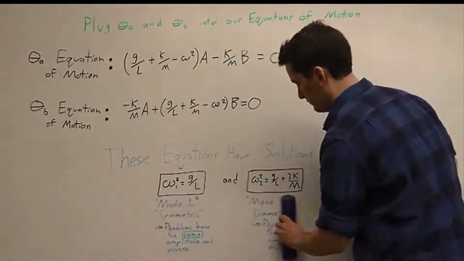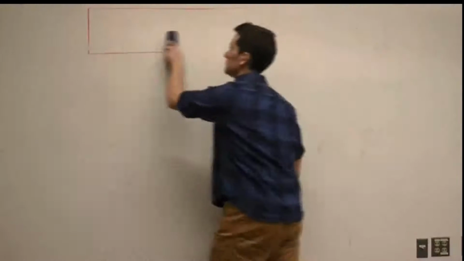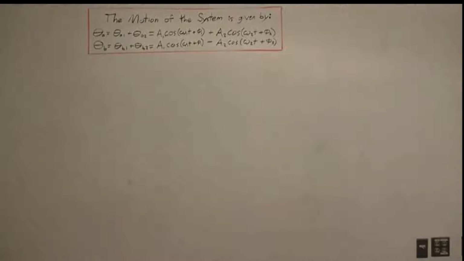The first mode, or mode 1, is often called symmetric because the pendulums have the same amplitude and the same phase. Or in other words, they act as a single pendulum. Mode 2 is often called antisymmetric because the pendulums have opposite amplitude and opposite phase. In order to get a better understanding of these modes, we'll have to examine the motion of the system as given by the following equations for theta A and theta B. It's possible to think about them as a superposition of the two modes.